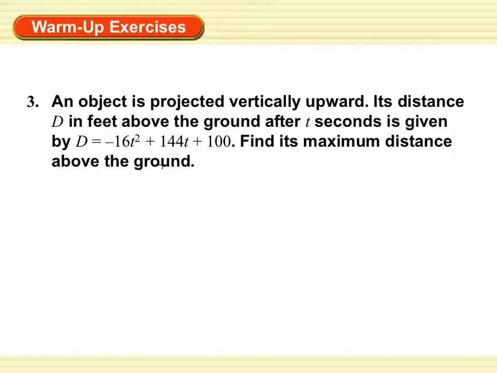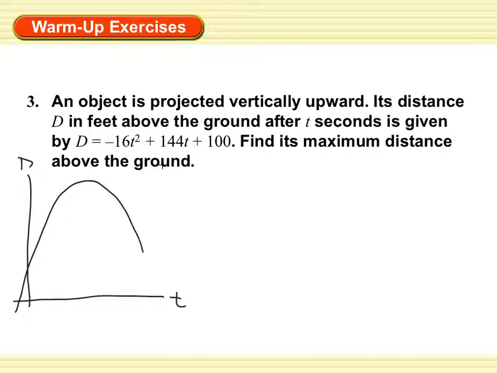An object is projected vertically upward. Its distance d in feet above the ground after t seconds is given by that equation. Find its maximum distance above the ground. Okay, what we're doing here is I have t and d and a projectile up and down. The maximum, which is right here, is going to be halfway between our two intercepts. So halfway between there, and then if I go straight up, I find the maximum.